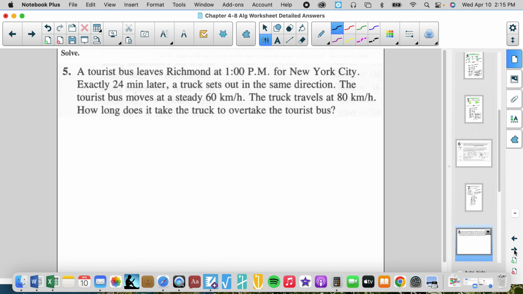Okay. A tourist bus leaves Richmond at 1 p.m.